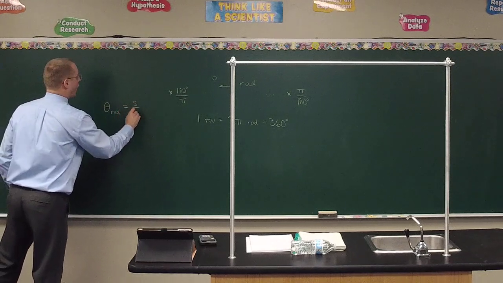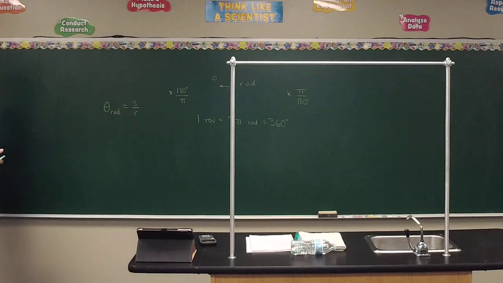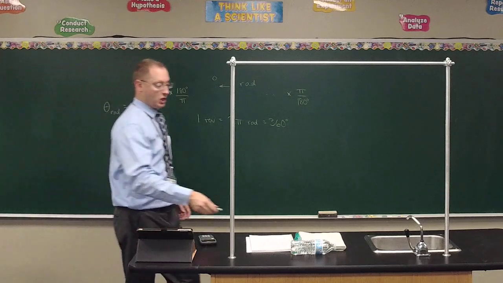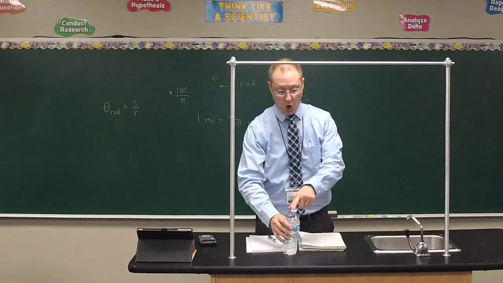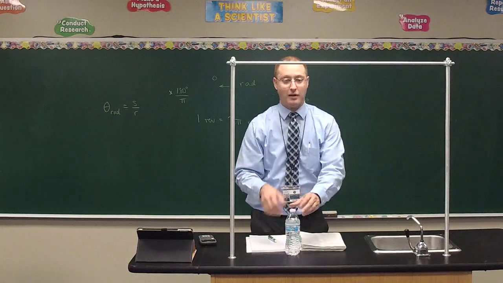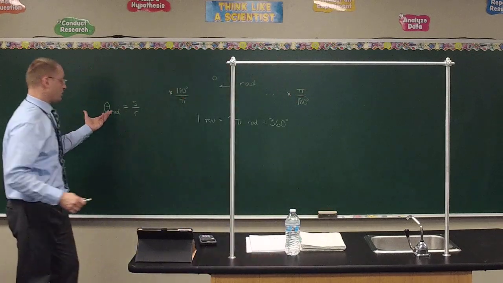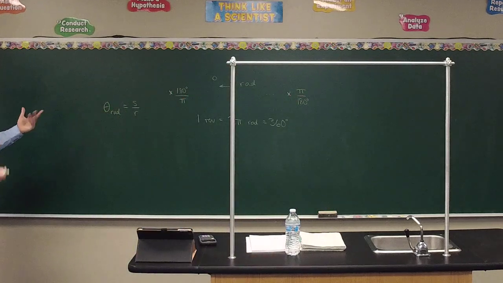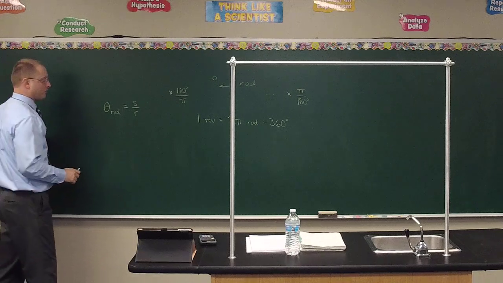S over r. The arc length divided by the radius. So in this case, you'd have to go for the furthest most point. What was the arc length of travel divided by the radius? And if you do that, that would give you your angular displacement, which we already know would be 90 degrees or pi over 2 since it's in radians, half of a pi.